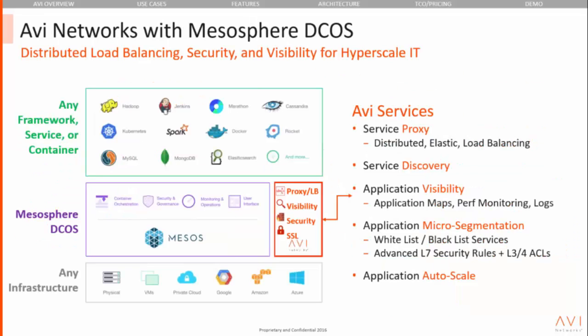We sit alongside container resource management and container scheduling technologies. The code that we're shipping today, that you can get your hands on today and try it out, is natively integrated with Mesos and Mesosphere DCOS. It provides the service proxy, service discovery, service visibility, micro-segmentation and comprehensive security, as well as auto-scaling functions out of the box. How do we do this?